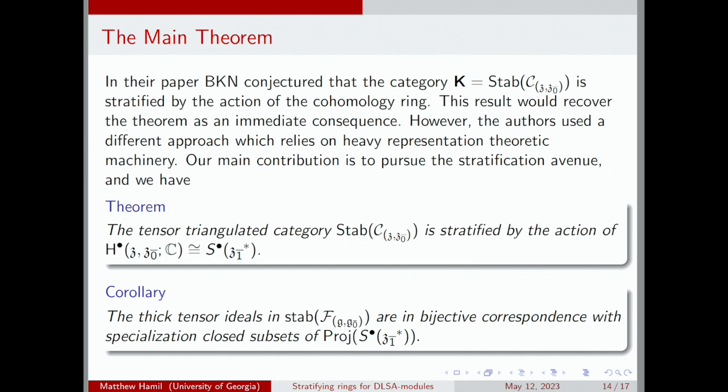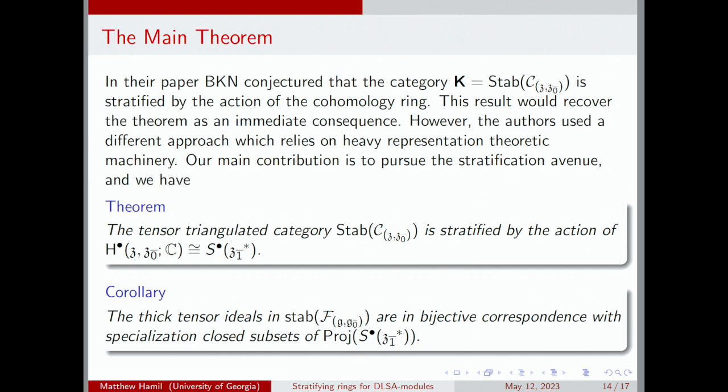So what I want to talk about is how you could recover this. In their paper, both Kujawa and Nakano conjectured that the category K is stratified by the action of the cohomology ring. From an earlier slide, this would recover the theorem from the last slide as an immediate consequence. But they didn't pursue this approach, and they used some heavy representation theoretic machinery. So our contribution is to pursue the stratification avenue.